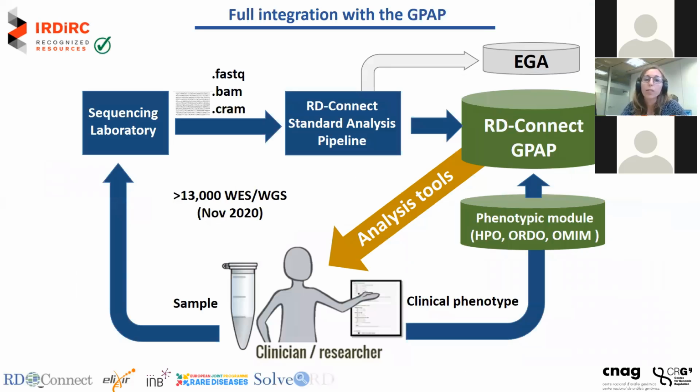And as we were mentioning, we have just last week released this phenotypic module, Phenostore, within RD-Connect. So we have now full integration with the RD-Connect genome-phenome analysis platform, and this will enable to use this phenotypic information to filter genomic data and also to prioritize variants. And we are also linked to data discovery networks such as Matchmaker Exchange, and this phenotypic data will also be used for that.